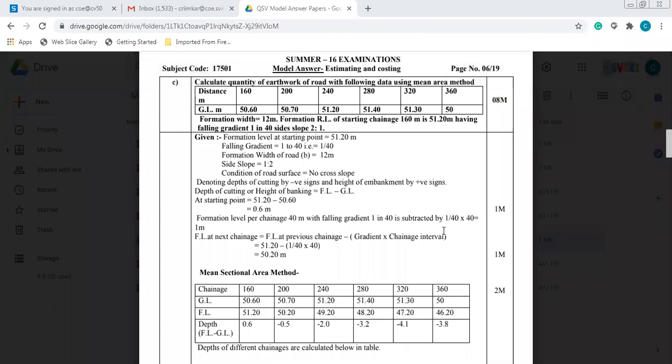So, good morning, everyone. In the previous lecture, we started with the problems of calculating the quantity of earthwork using various methods, in which we went through two methods, the mid-sectional area method and the mean sectional area method. We also discussed a few problems regarding these two methods.